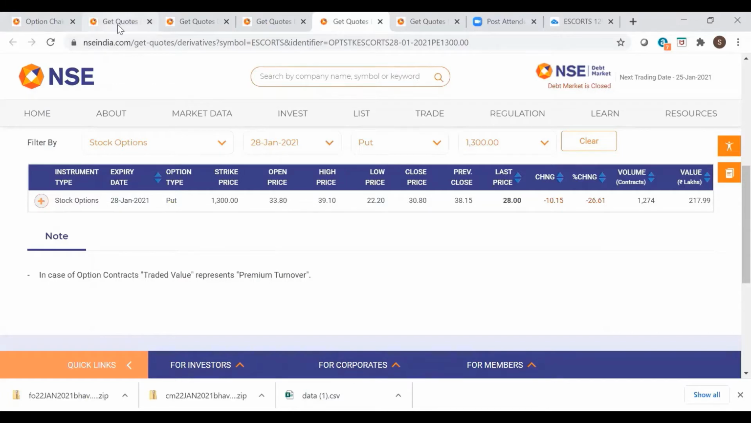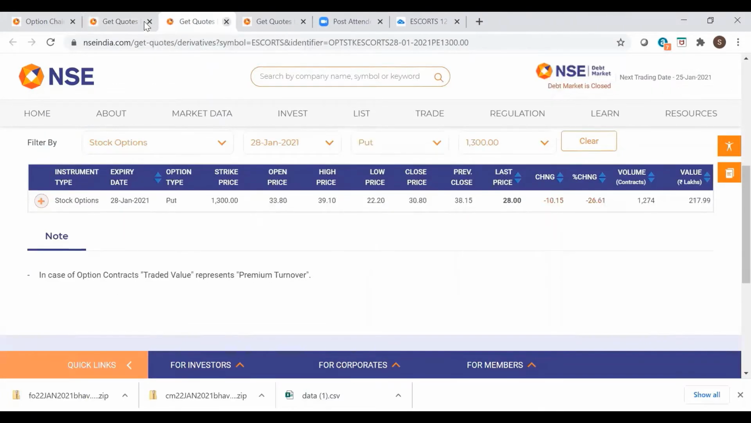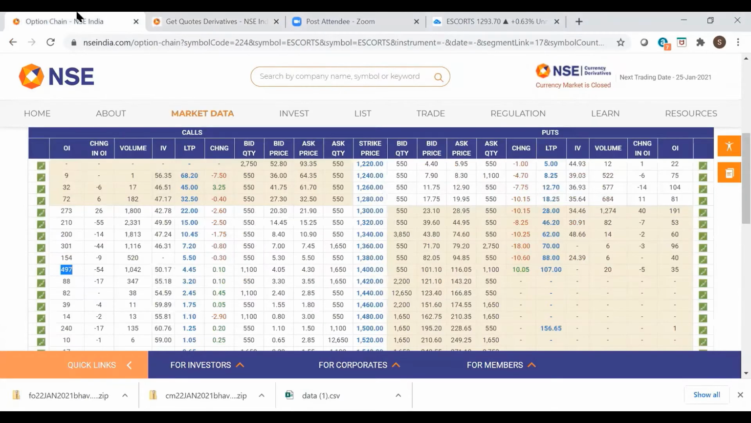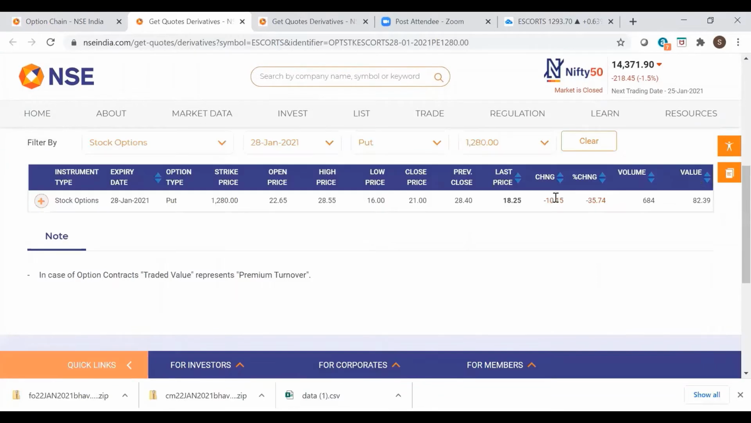I'm finding it difficult with these things here, to see the chart of this PE and CE options. I usually use a mobile one, so I'm just getting used to it. Anyways, let's make it simple.